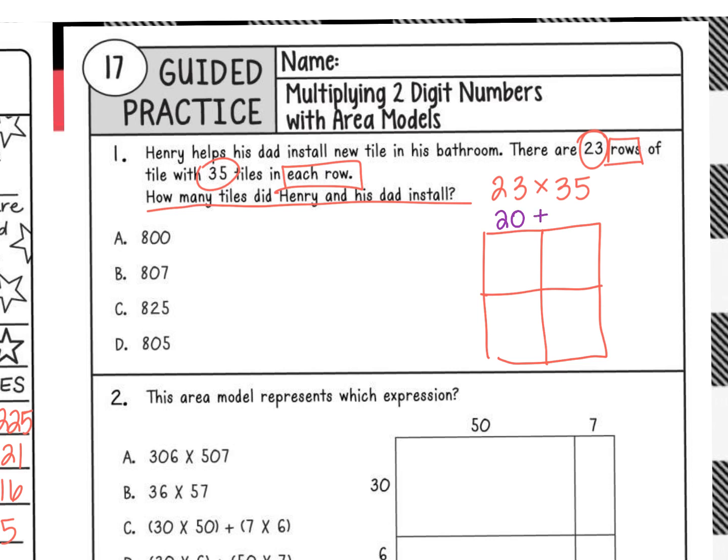Plus 3 ones. Now, could I have done that vertically? Could I have put 20 here plus 3? Yes, I could have. It doesn't really matter where you put it. Next I'm going to do 35. So I need to break up 3 tens, which is worth 30, plus 5 ones. Now I can multiply. I'm going to do the top left square first, where I'm multiplying 20 times 30, which equals 600.